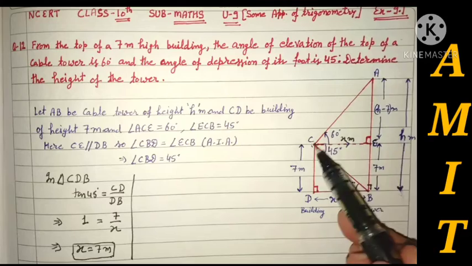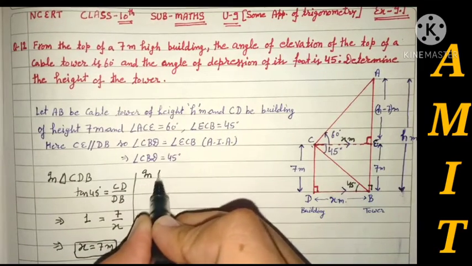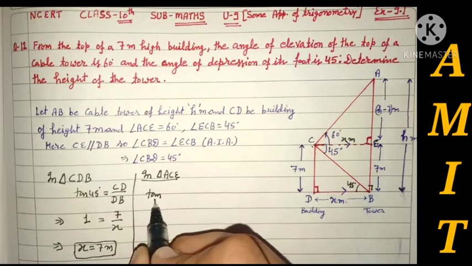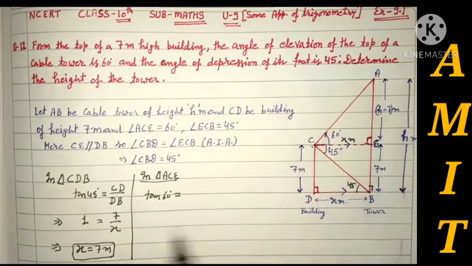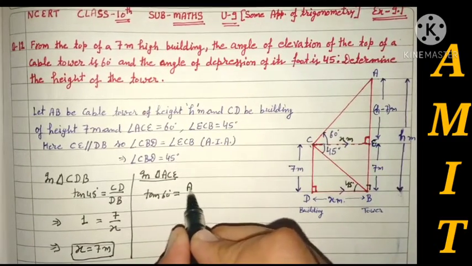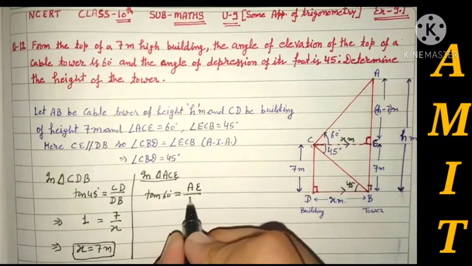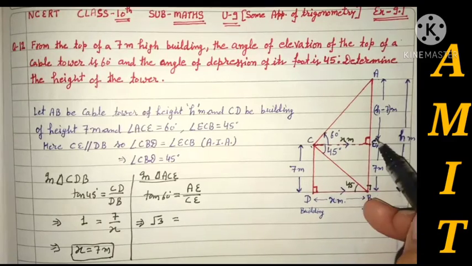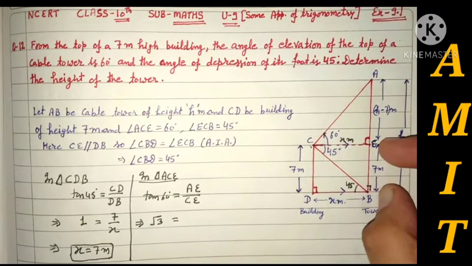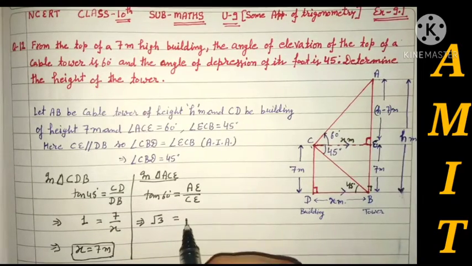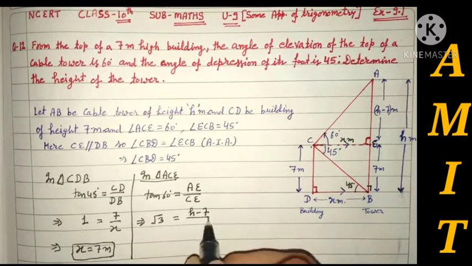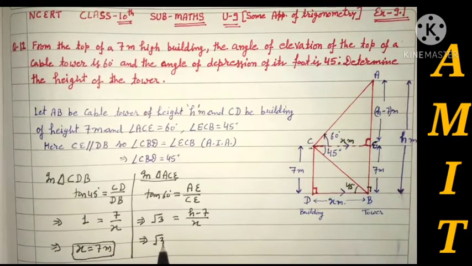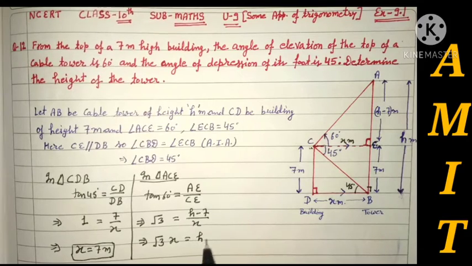Now in triangle ACE, tan 60 degrees will be perpendicular upon base. Value of tan 60 is √3. AE, total height was h. If this portion is 7, this will be h minus 7. So AE we will take h minus 7, and CE is equal to x. Cross multiplication, √3x will be h minus 7.